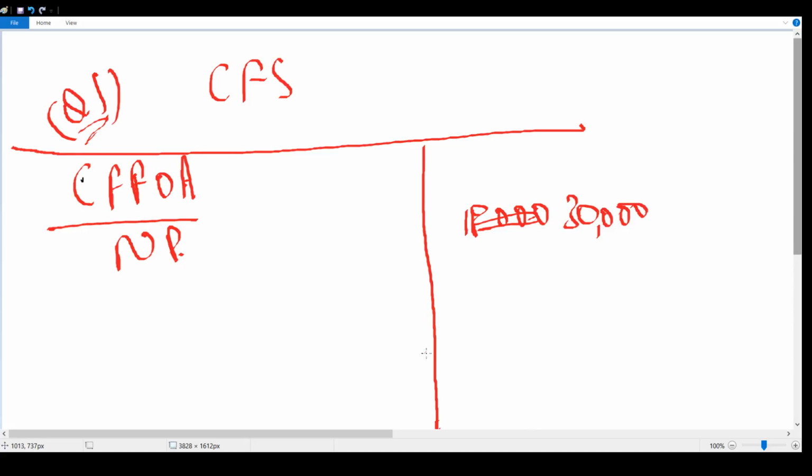Then the amount transferred to general reserve. What's the amount? From 2,50,000 general reserve increases to rupees 3 lakh. That means 50,000.